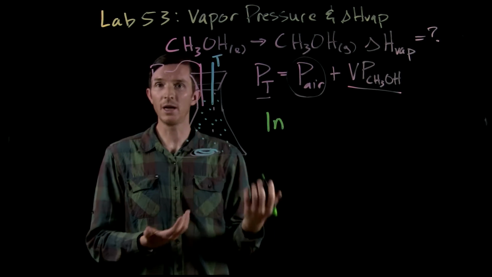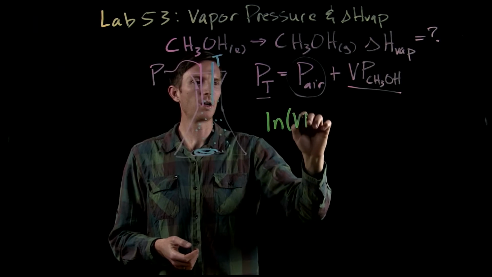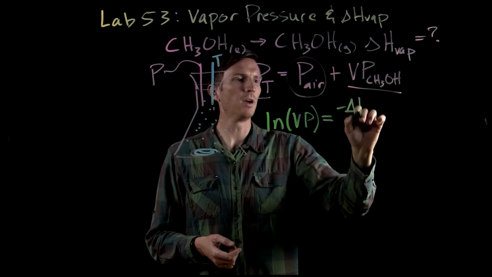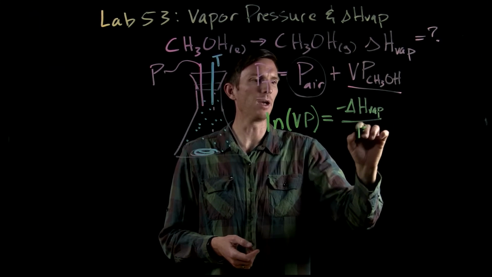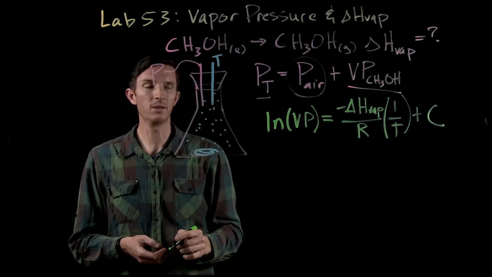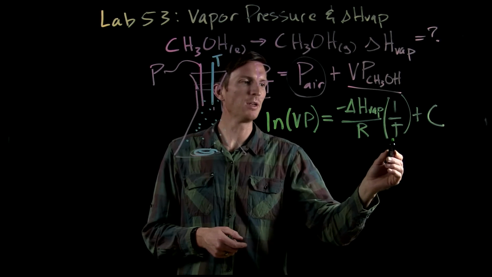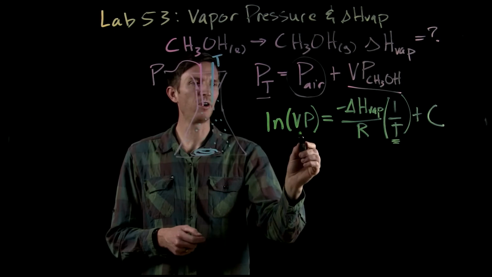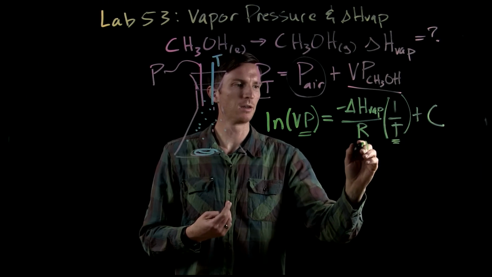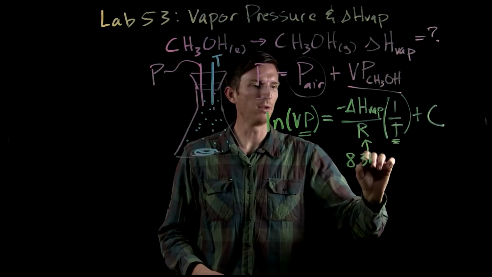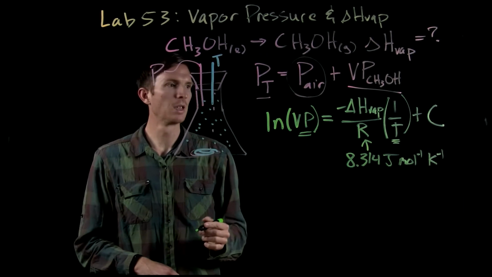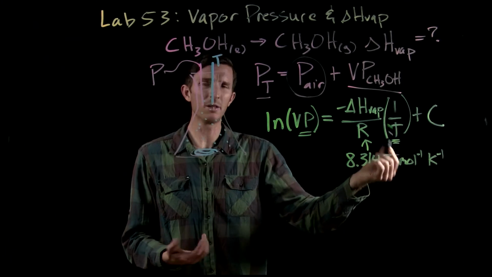What we'll see, this is called the Clausius-Clapeyron equation, is that the natural log of our vapor pressure, in this case if it's our methanol, is equal to the negative of the enthalpy change of vaporization divided by R times 1 over T plus a constant depending on what the compound is, okay? And so now we see if we measure various temperatures and various vapor pressures, we're going to get a correlation, a relationship between these two, right? Because R is a gas constant, right? 8.314 joules per mole Kelvin.